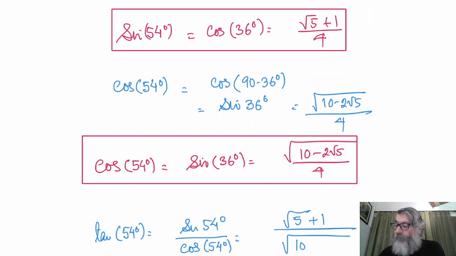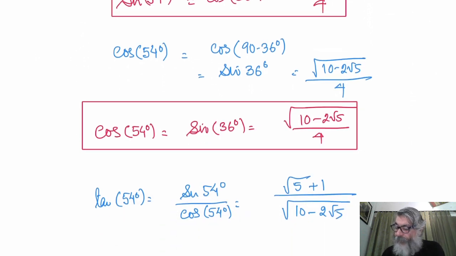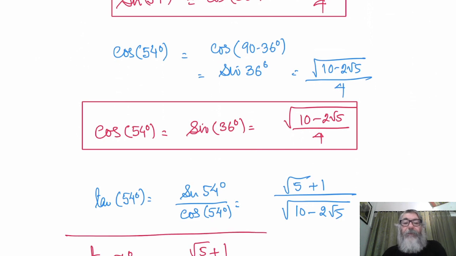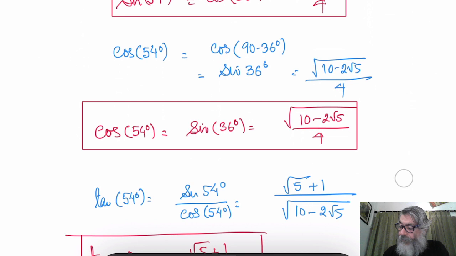By finding the reciprocals, you can find the remaining values. You will find cosec, sec and cot, which I am not calculating. You can do it yourself. You just have to find the reciprocals. So we calculated 54. Now we have to calculate 72. Let's calculate 72.